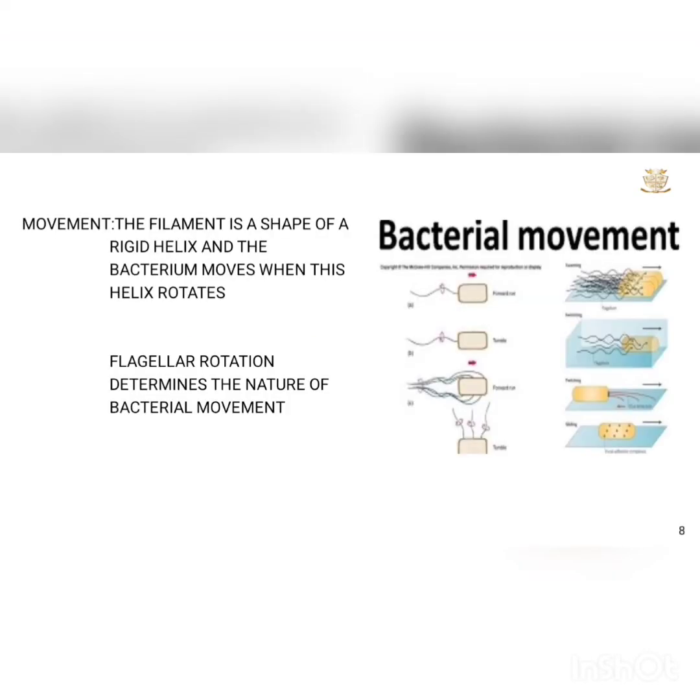So, the mechanism of bacterial movement. The filament is in the shape of a rigid helix, and the bacterium moves when this helix rotates. When a screw is turned, it moves forward; like that, the filament in the bacterium rotates helically. The filament rotates helically and the bacterium is moved forward. In this manner, locomotion is possible. Flagellar rotation determines the nature of bacterial movement.